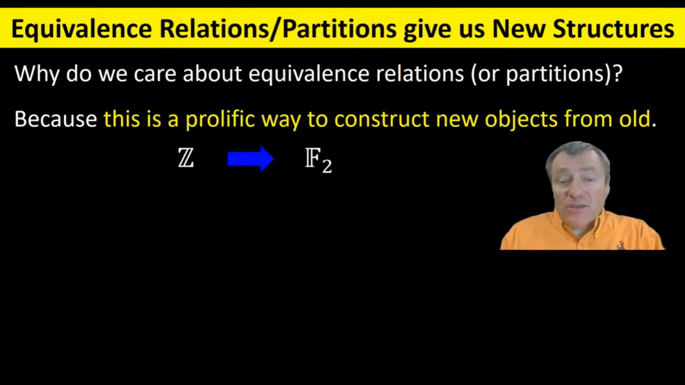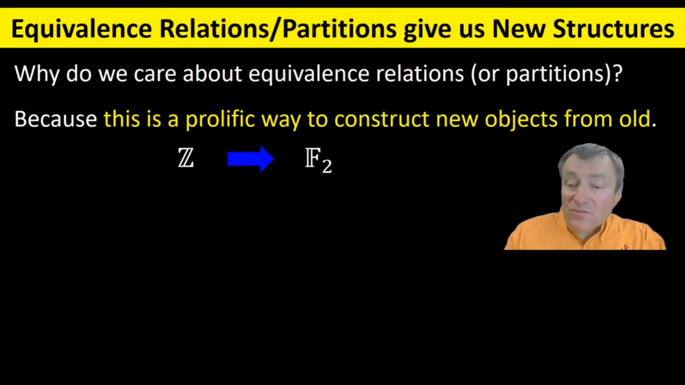Here's one. You can start with the integers and take mod 2. It's mod the equivalence relation of congruence mod 2. And then you get the field of order 2. You might have already known about the field of order 2, but if you didn't, you could discover or construct it this way by starting with an equivalence relation on the integers.